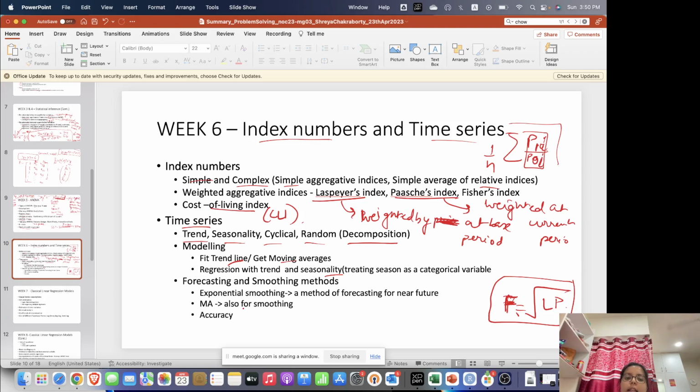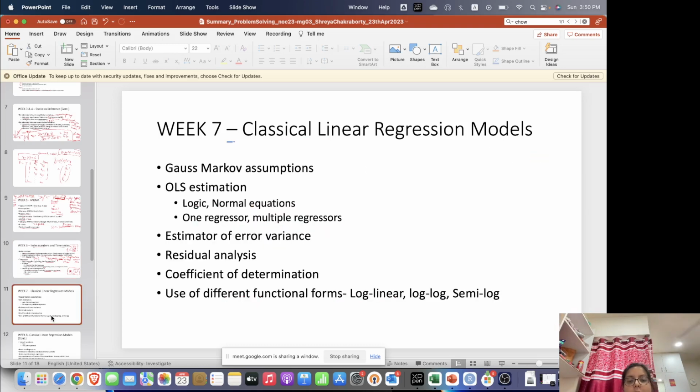Okay, and also we learned about some forecasting and smoothing methods. One important one is the exponential smoothing method, and this is a method of forecasting. For all practical purposes, we should not use exponential smoothing to forecast very far future values. It should be restricted to the near future. Same for moving average, this is also a smoothing technique, and also we learnt about how to check for accuracy.